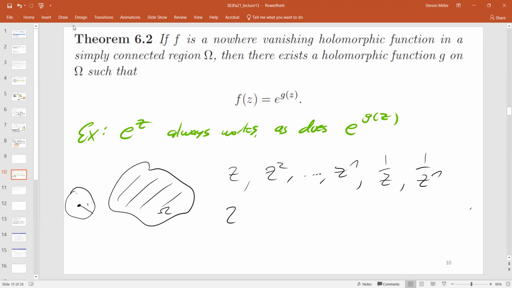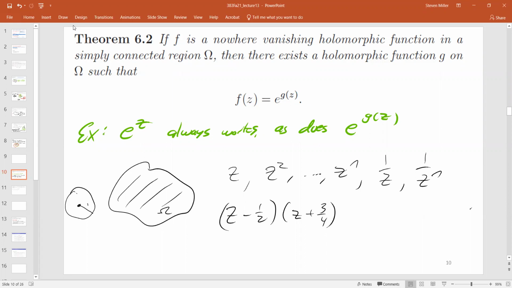The other ones I was thinking of is z minus a half, z plus 3/4. Right? I could do something like that, because the only zeros of that function. So these are all functions that don't vanish in a simply connected region omega. What must be true about all of these functions? If this theorem is true, yeah, we have to be able to write them as e to the g of z. Do these functions look like they have the form e to the g of z?